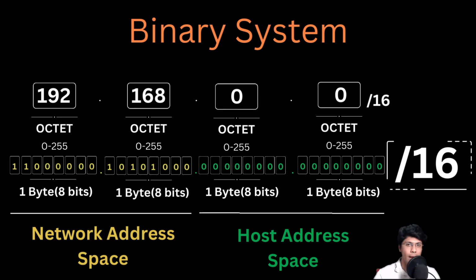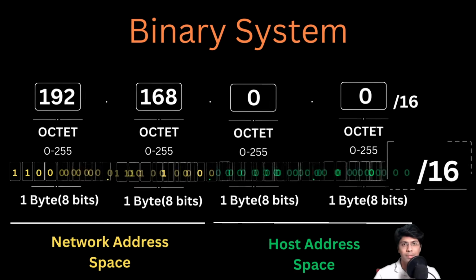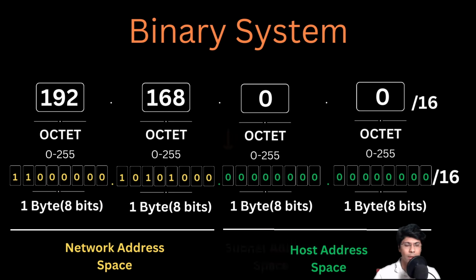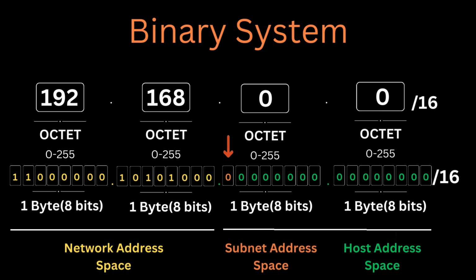On the other hand, host address space is the space which is used to allocate one of the IP addresses to the connected machines. Okay, so network address space and host address space. How can I create a subnet out of it? Subnet address space. This will help us to create multiple subnets out of an address space.